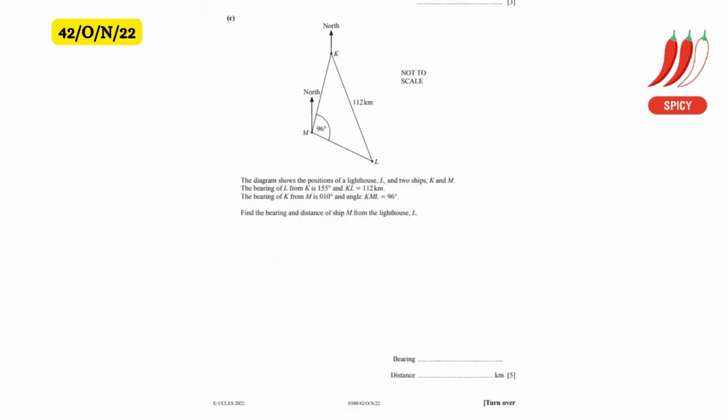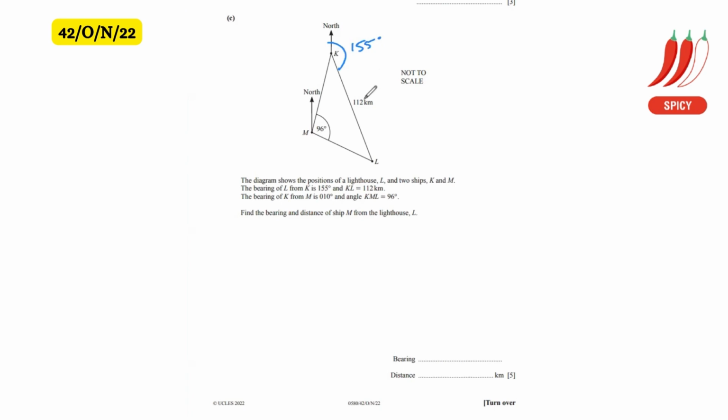And this question says that the diagram shows the positions of a lighthouse L and two ships K and M. The bearing of L from K is 155 degrees and KL is equal to 112 kilometers. So if the bearing of L from K is 155, that means this is 155. Remember, bearing is always measured from the north of the point from which it says the bearing is from, and you measure it in the clockwise direction from north towards the line that connects both the points.